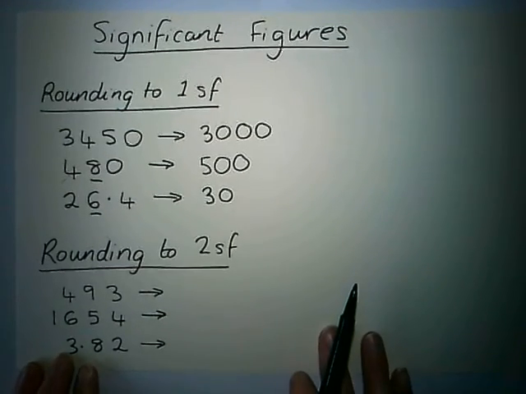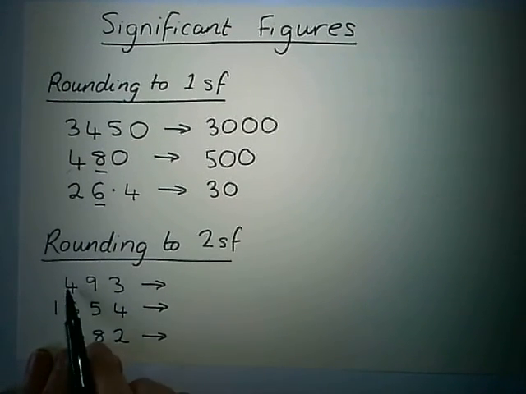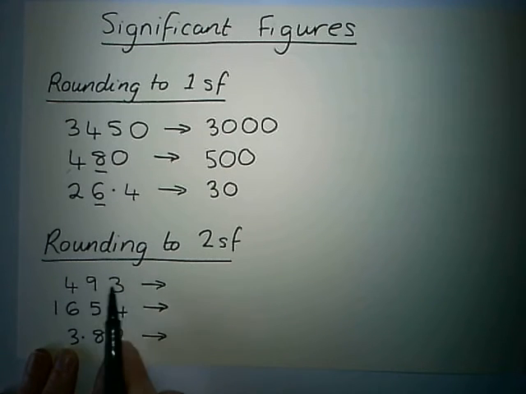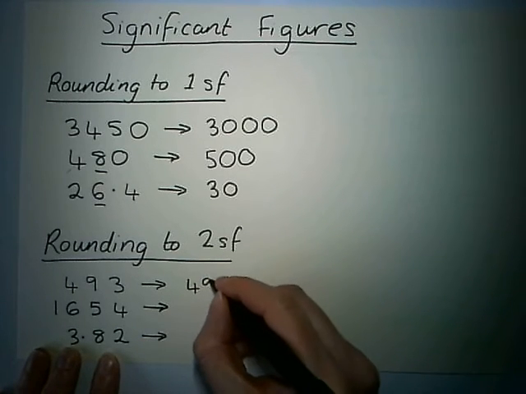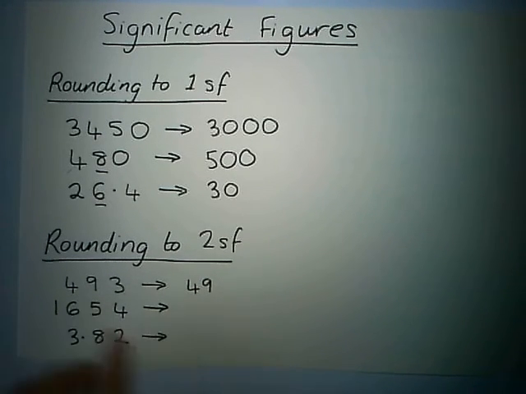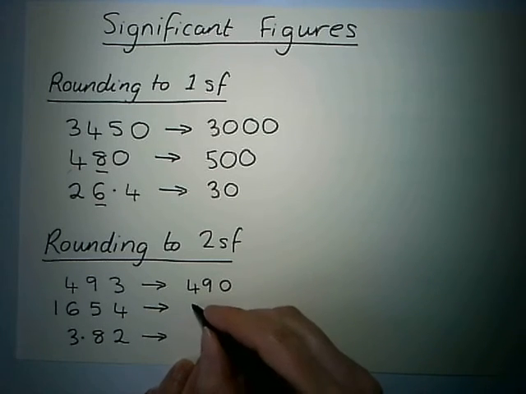Okay, two significant figures. That means give the first two, so the 4 and the 9, but check the third in case it's going to make you round up. But 3 is small, so the answer's the 4, 9, but the 4 represents 400. So it's really important you put that extra 0 at the end so it still represents 400 when you write it down. So 490.